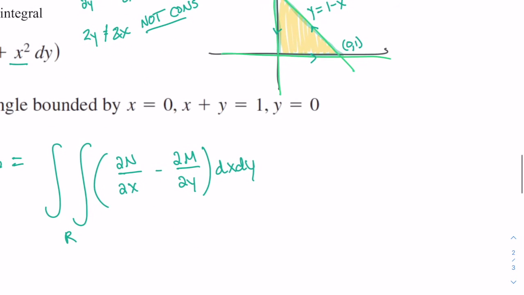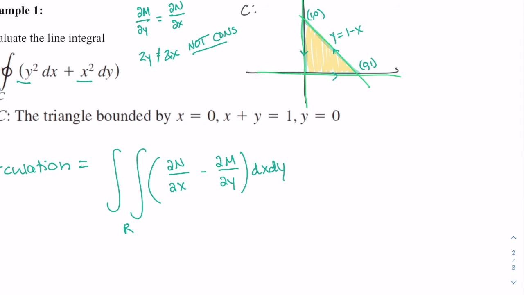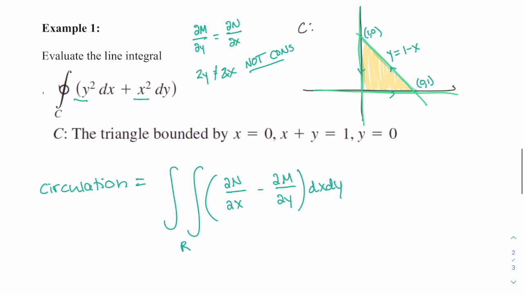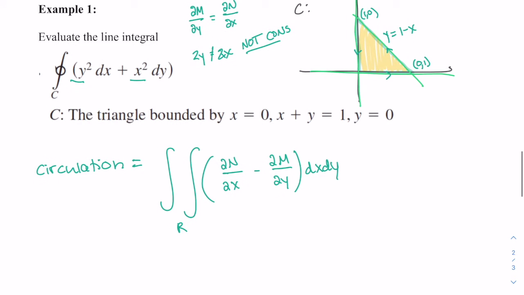Okay, there we go. So we have all the bits on our graph that we might need. And so now I'm going to write the actual double integral. So it's the double integral where our integrand is dN/dx minus dM/dy. So we know dN/dx in this case is 2x, minus dM/dy is 2y.